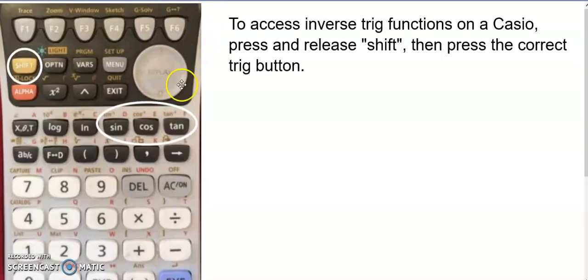We can also do this with our Casio calculators. To do it on Casio, you are going to push and release the shift button. The shift button activates everything in gold. So you can see right above sine, we have inverse sine. Right above cosine, we have inverse cosine. And right above tangent, we have arctangent or inverse tangent.